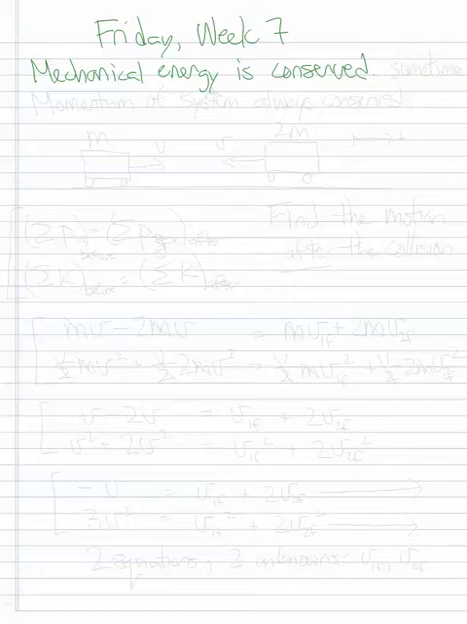Now this is different from momentum, because as long as the system is isolated, any of the forces exerting an impulse on objects within the system, if you sum their momentum, the sum of the momentum is going to be conserved. So the mechanical energy is conserved sometimes, but the momentum of the system is always conserved.